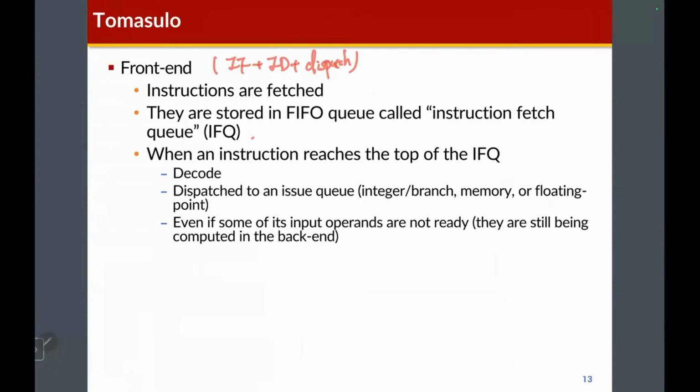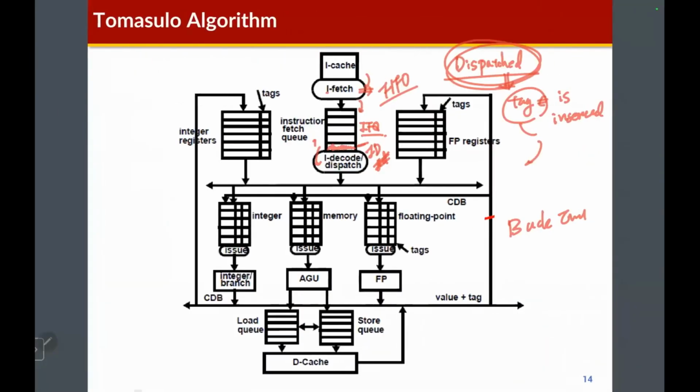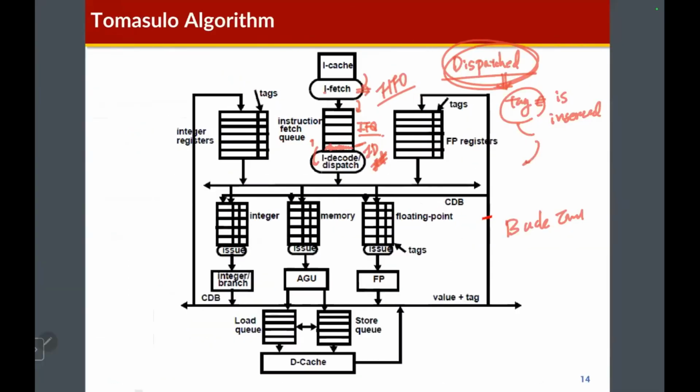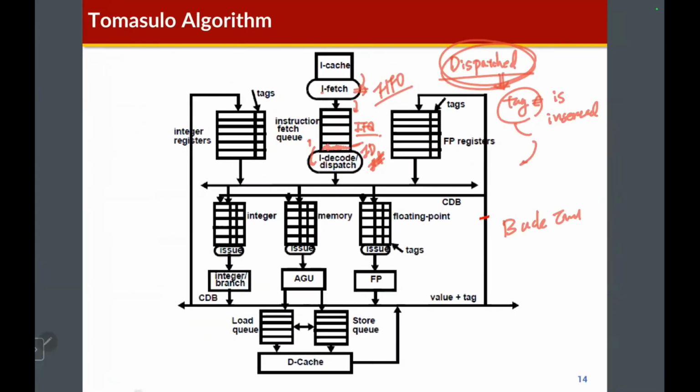And then actually the front-end part is relatively simple, right? It is composed of the instruction cache and then instruction fetch, and the IFQ is just a FIFO. Then the instruction is decoded and then dispatched. So that is the front-end part. Then let's see the back-end part. I already explained the back-end part here.